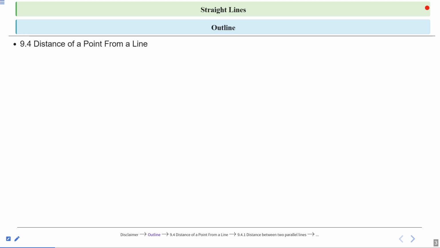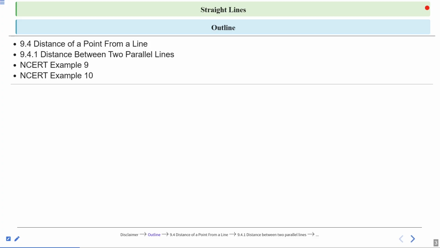In this lecture, first we will discuss distance of a point from a line, how to find the distance of a point from a line. Then we will discuss how to find the distance between two parallel lines. And then we will discuss NCERT example number 9, and then NCERT example number 10. So make sure you have your notebooks and pens ready. Let's get started.